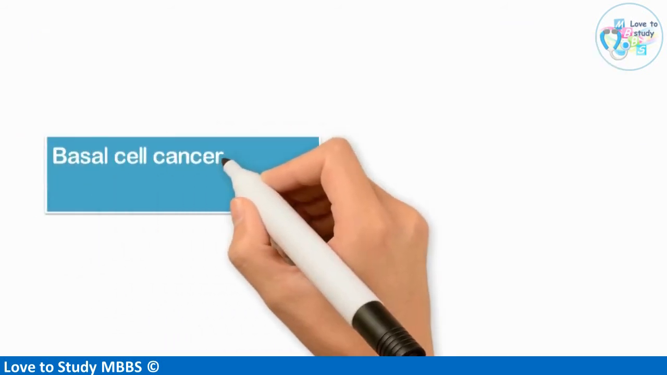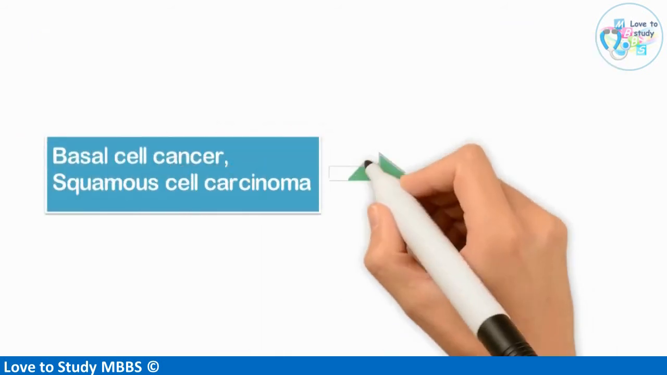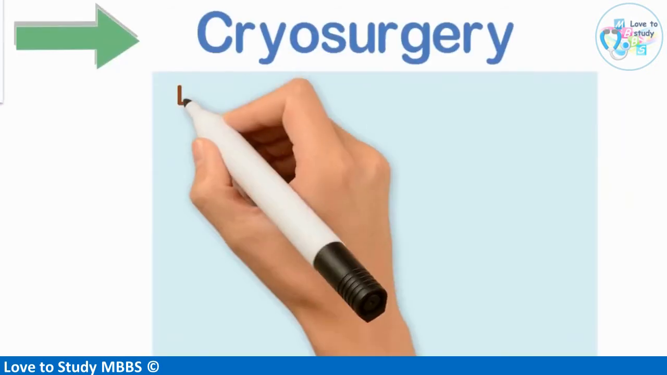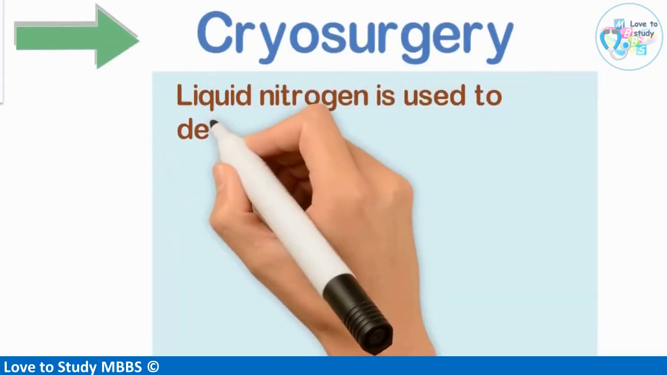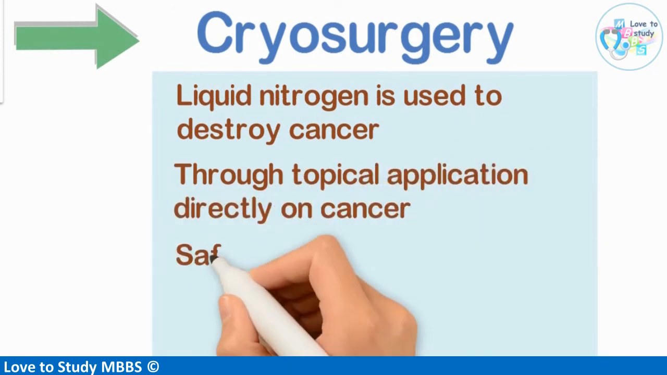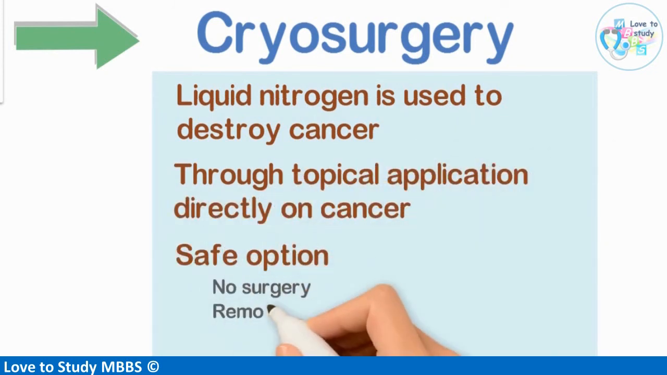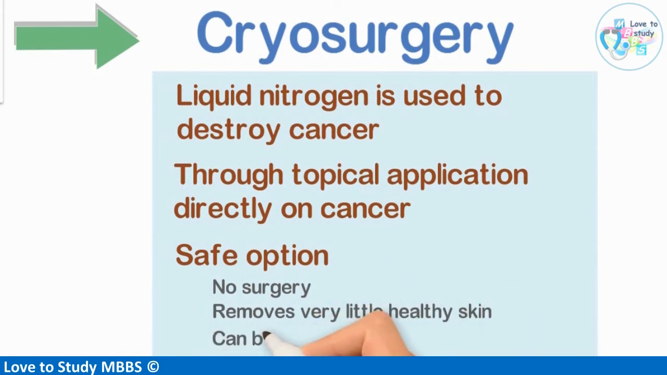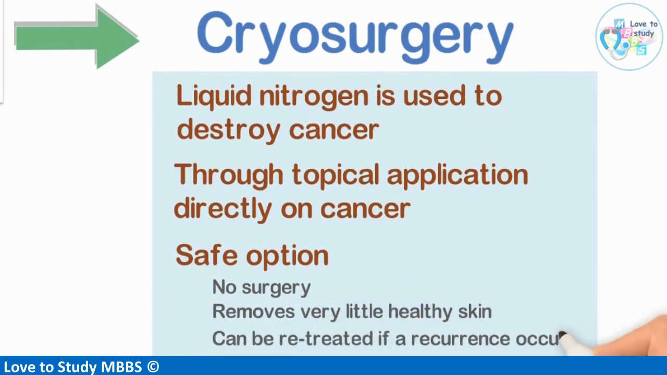Both BCC and CSCC can be treated with cryosurgery, in which liquid nitrogen is used to destroy cancer through topical application directly on the cancer itself. This tends to be a safe option because it does not involve surgery, removes very little healthy skin, and can be retreated if a recurrence occurs.